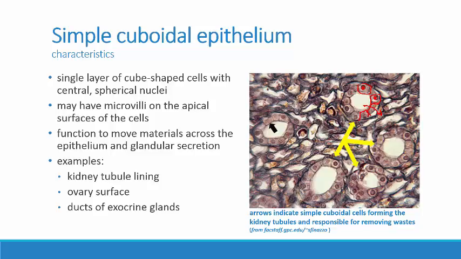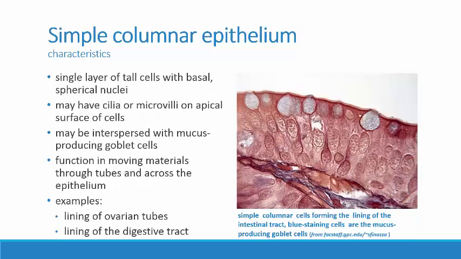Some examples of simple cuboidal epithelium include the lining of the kidney tubules, where we are busy absorbing materials across these simple cuboidal cells, the ovary surface, and the ducts of exocrine glands, say, the ducts of sweat glands or oil glands, all the exocrine type glands. We'll talk more in the next lecture about exocrine and endocrine glands and some of their differences.